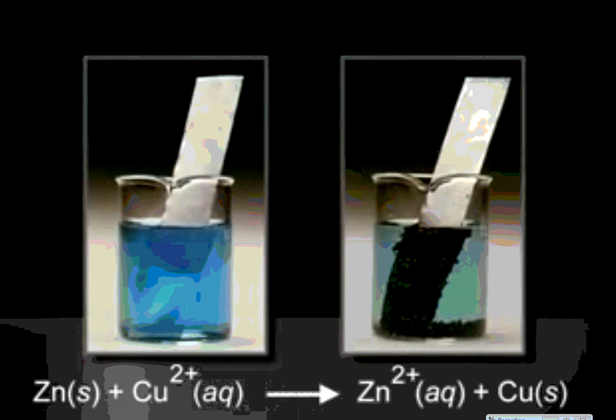When a strip of zinc metal is immersed in an aqueous copper-2 sulfate solution, electrons are transferred from zinc to the copper-2 ions. Copper metal deposits on the zinc strip and collects at the bottom of the flask. Zinc atoms are oxidized to zinc-2 ions, which enter the solution. This spontaneous oxidation-reduction reaction is summarized in the chemical equation shown.